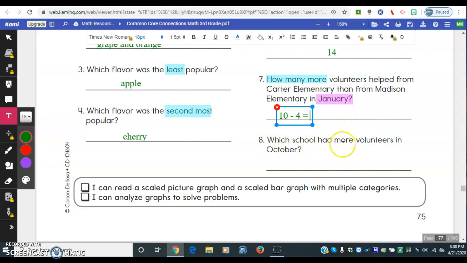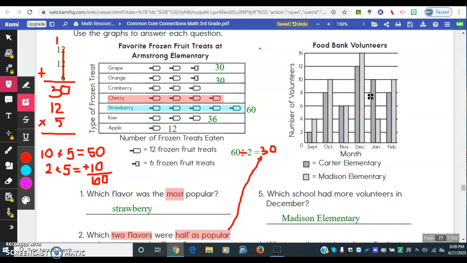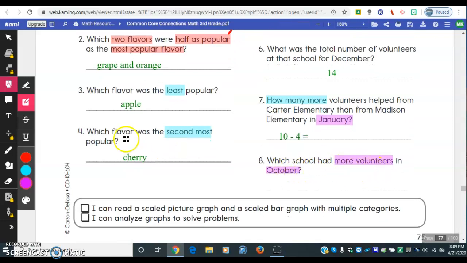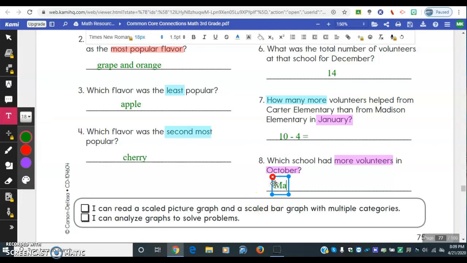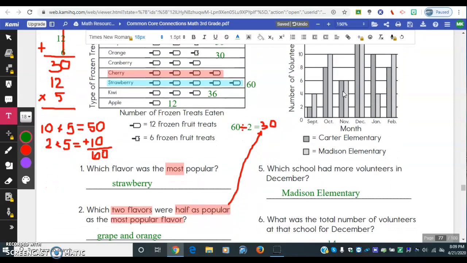Question 8. Which school had more volunteers in October? So I'm looking for the school that had more volunteers just in the month of October. So let's go look at the bar graph again. Look at October, and I've got my dark gray bar and my light gray bar, and I notice that the one that is more is the light gray bar, which means that it is Madison Elementary. So yet again, Madison had more. Which school had more volunteers in October? We're going to go ahead and write that as Madison Elementary. They had more. So they had more in December, and they had more in October.